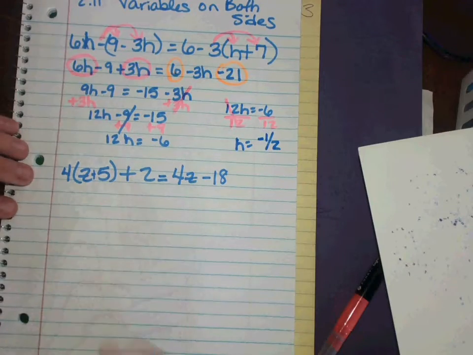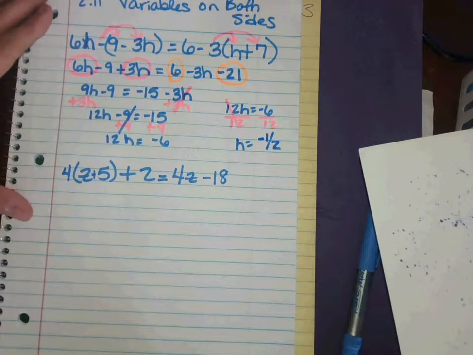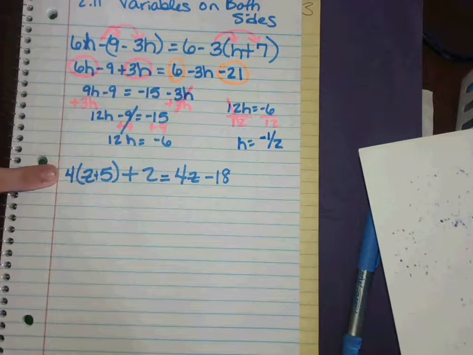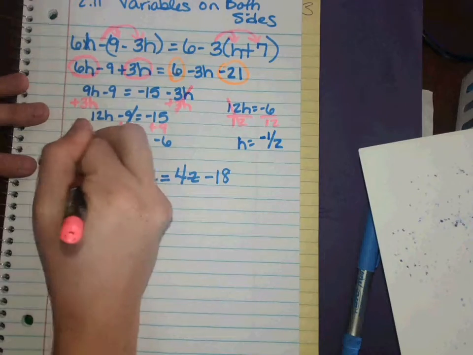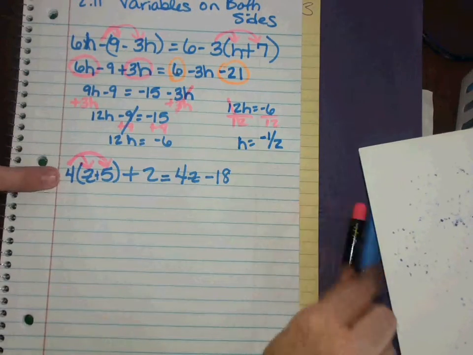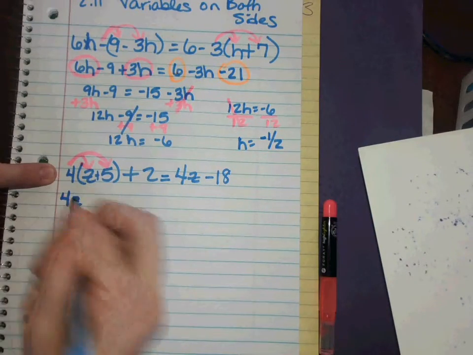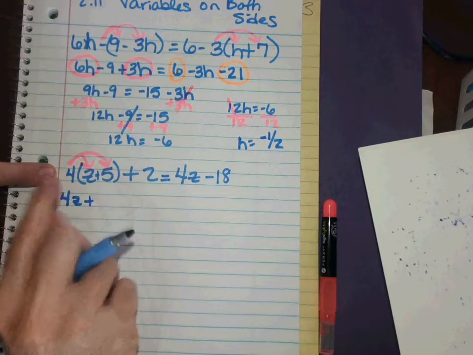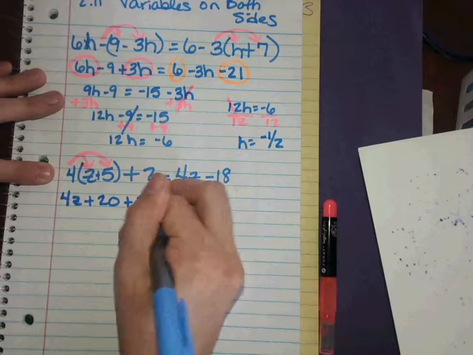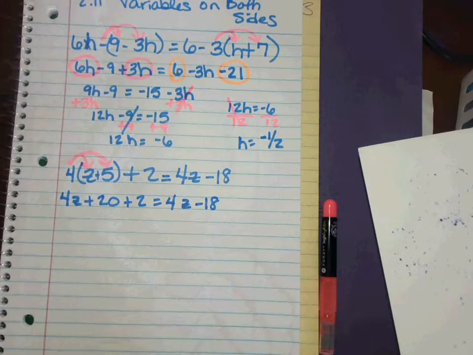Okay, now let's look at this one. This is another problem you may see, and it wants to know how many solutions there are to this equation. Well, the way we find that out is we solve it. So I see that there is a spot for me to distribute. So 4 times z is 4z plus 4 times 5 is 20. And I'm just going to copy everything else down from my problem.